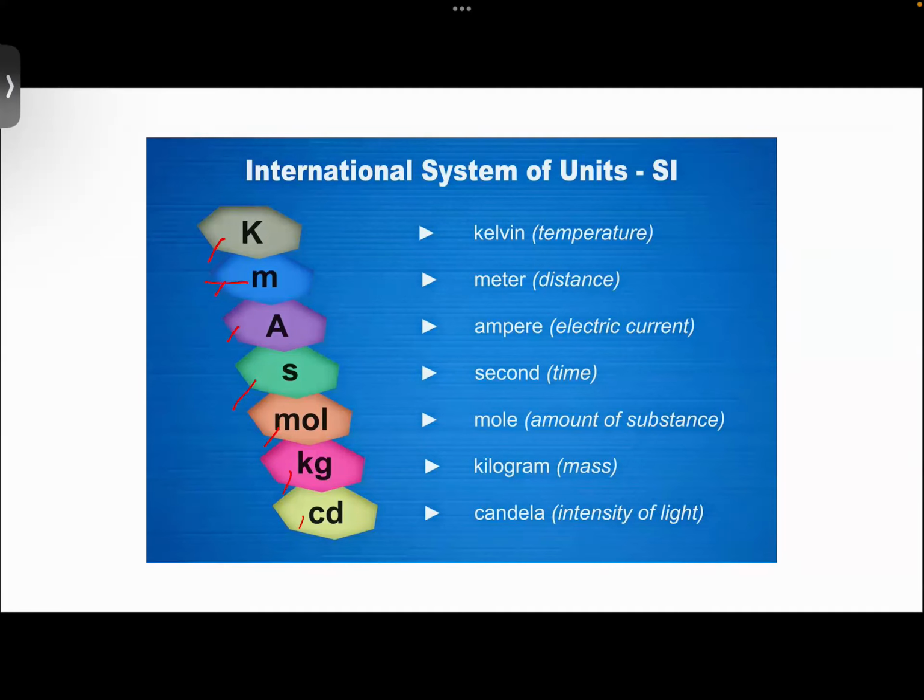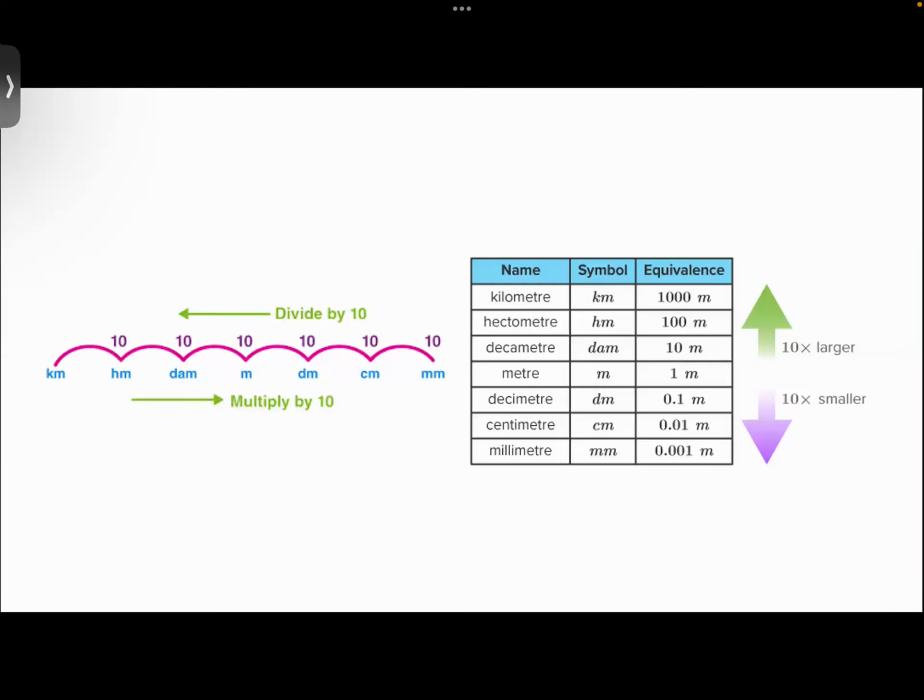For example, consider meter. Meter is a standard unit of length, and meter is divided into 100 equal divisions. That is, 1 meter equals 100 centimeter. Further, each centimeter has 10 equal divisions, which we call millimeter.